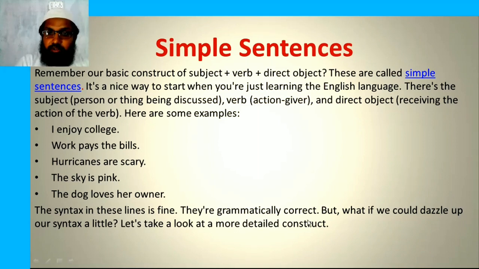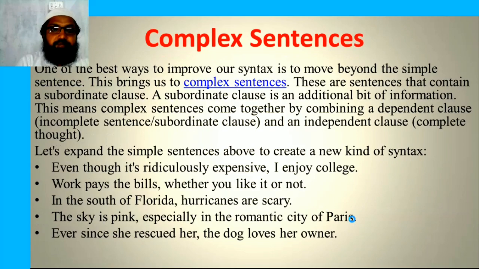They are grammatically correct, but what if we could dazzle up our syntax a little? Let's take a look at a more detailed construction. So try to construct more sentences with the help of this pattern. Then complex sentences. One of the best ways to improve our syntax is to move beyond the simple sentence. If you want to learn syntax more, you should come from simple to complex. Then only you can learn more about syntax.